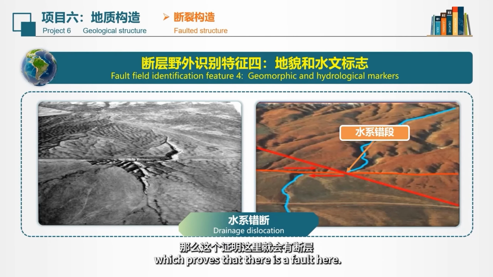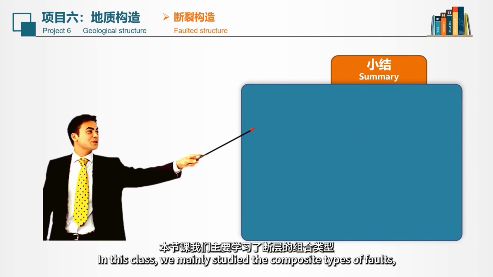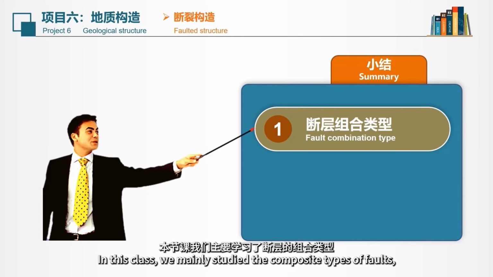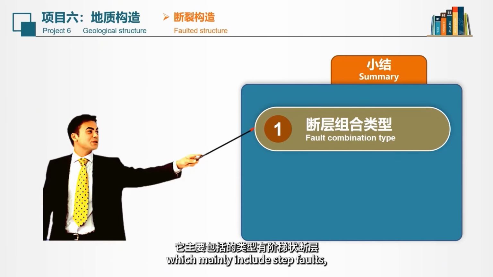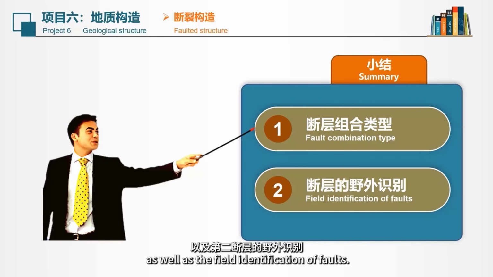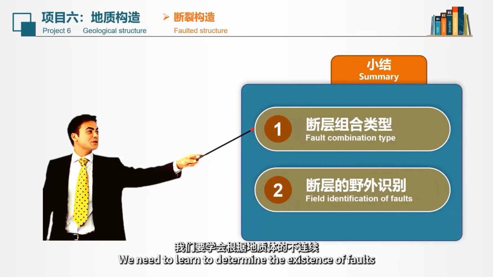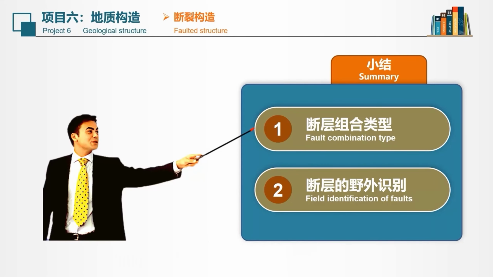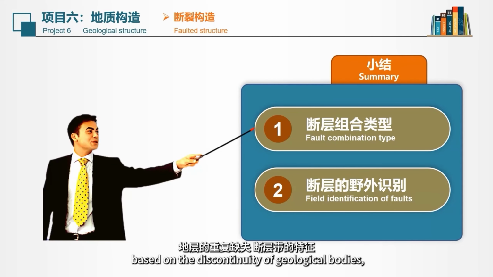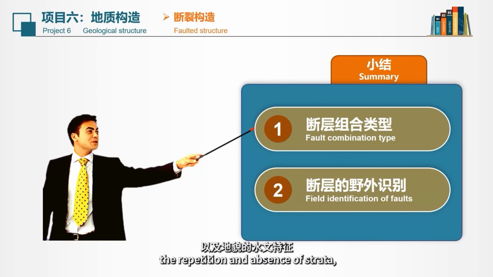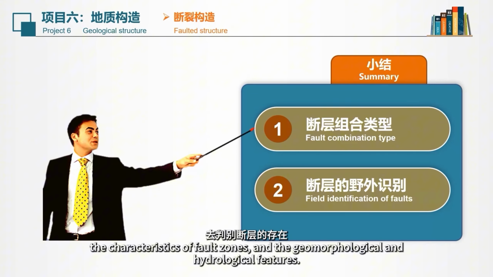In this class, we mainly studied the composite types of faults, which mainly include step faults, grabens and horsts, imbricate faults, as well as the field identification of faults. We need to learn to determine the existence of faults based on the discontinuity of geological bodies, the repetition and absence of strata, the characteristics of fault zones, and the geomorphological and hydrological features.